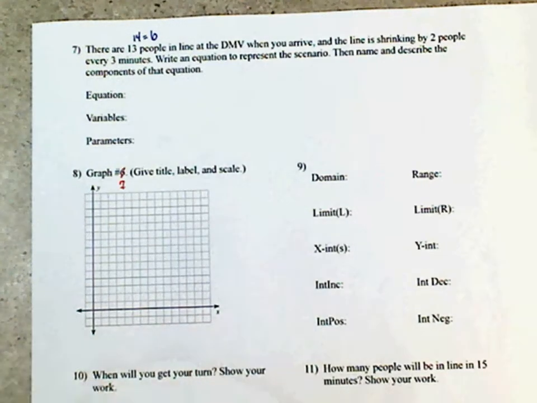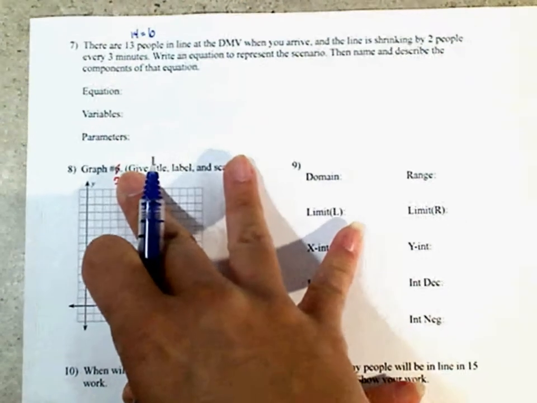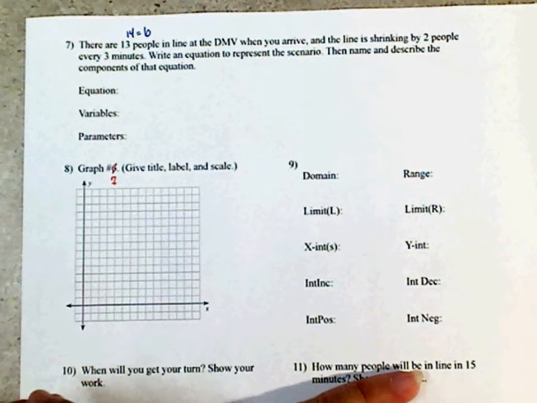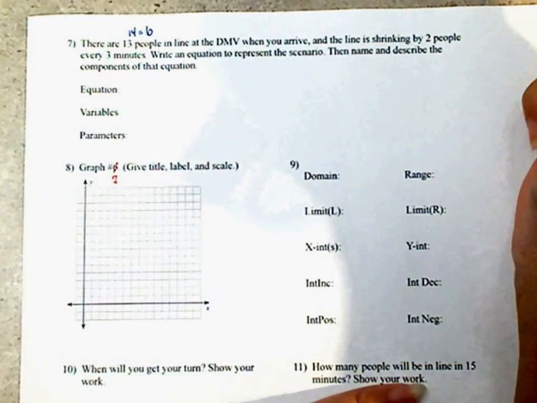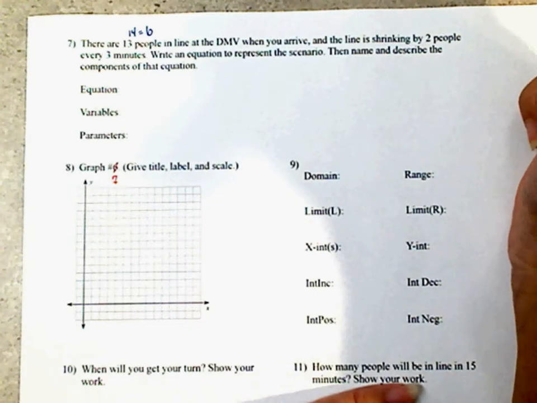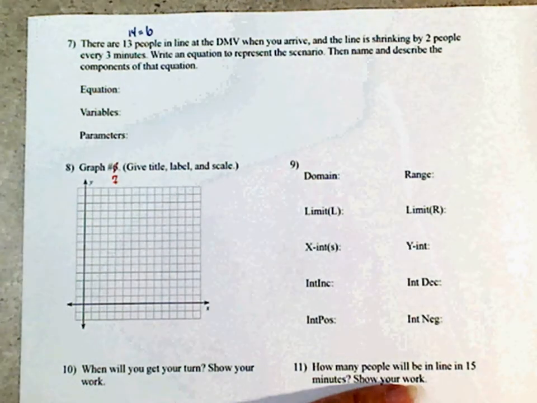And the line is shrinking by 2 people every 3 minutes. Write an equation to represent the scenario, then name and describe the components of that equation. Take into account that no one comes in after you. We're just caring about you and what number you are.